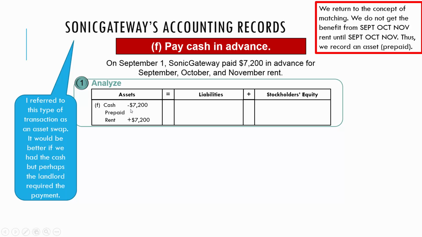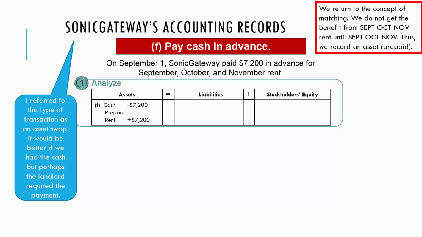So what do we do? Well, temporarily we are going to call this another asset, and we're going to call it a prepaid rent. Now, it's prepaid because it's paid in advance. And why did we not say that prepaid is only for October and November, and that the 1/3 of it is an expense right now? Because it's September 1st, and our financial statement will be prepared as of the end of September. Therefore, at this point in time, we are going to say that all of this is prepaid.